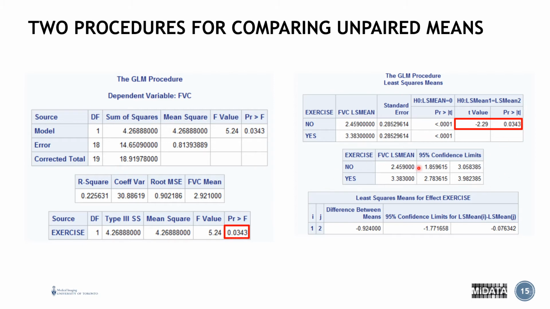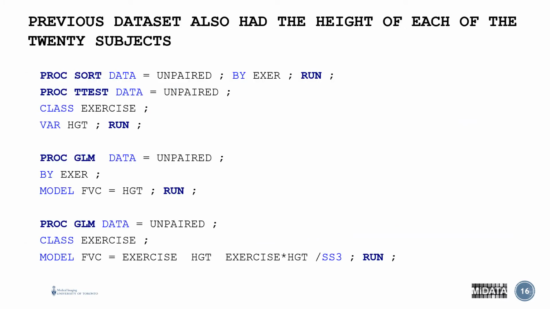Here are your confidence limits for the means. Here are the confidence limits for your difference, as we saw previously in the t-test as well. Now, as it turns out, the previous data sets also had the height of each of the 20 subjects. And what if we were concerned that maybe height was associated with FEC? And how do we deal with that?